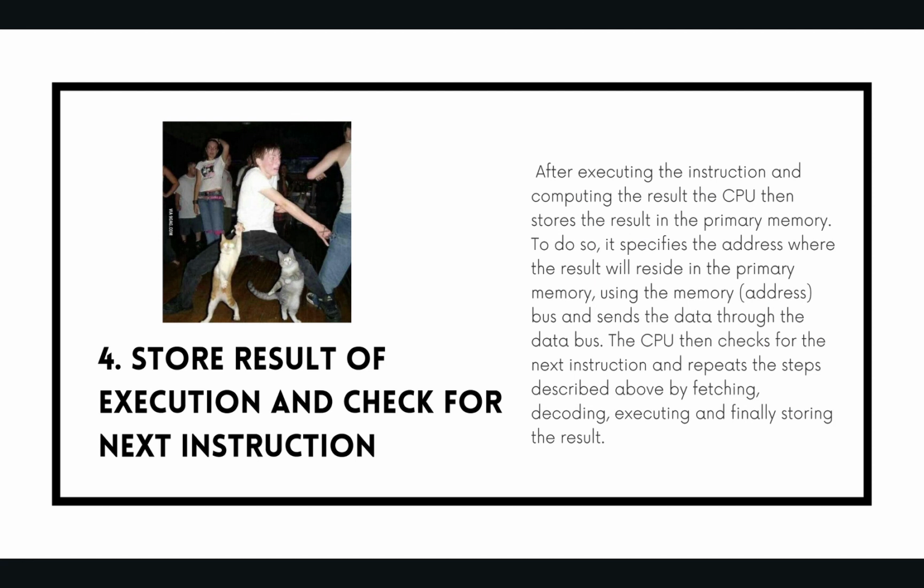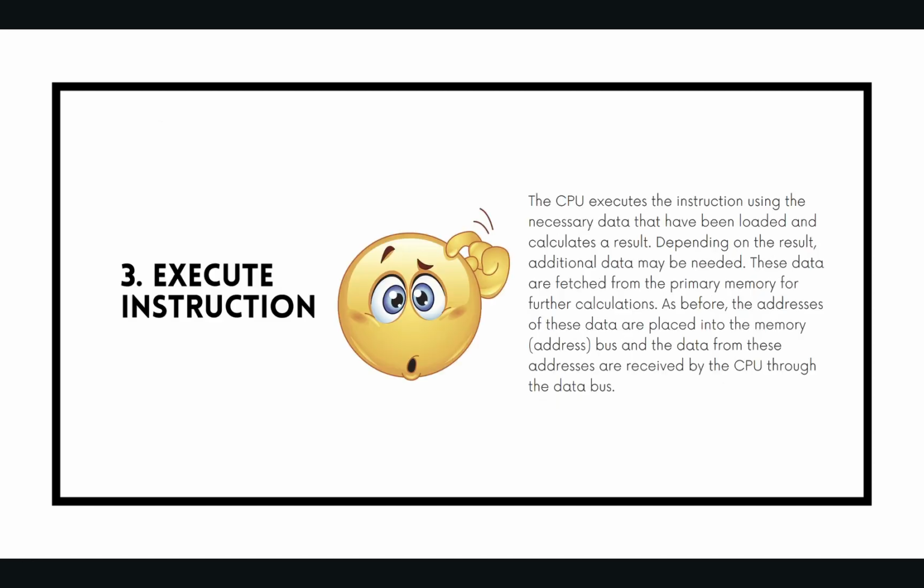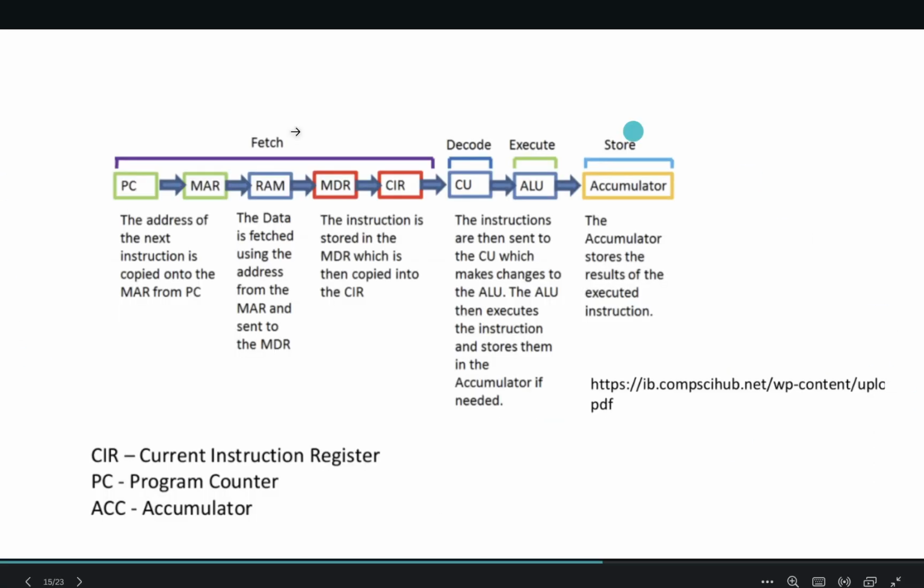And the final one is storing. Store the results of execution and check for the next instructions. After executing the instructions and computing the results, the CPU then stores the result in the primary memory, as you know, RAM. To do so, it specifies the address where the results will reside in the primary memory, using the memory address bus, and sends the data through the data bus. The CPU then checks for the next instructions and repeats the steps described above: fetching, decoding, executing, and finally storing the result.